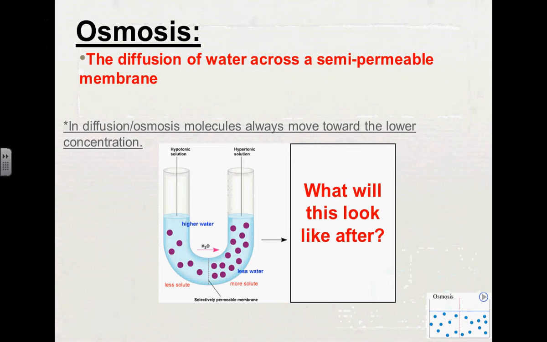But let's think about the water now. Tell me about the concentration of water on this side versus this side. Michael? On that side it's less. Yeah, there's more starch, so that means a lower concentration of water. And what's it mean for this side? Lonnie? Yeah, there's a high concentration of water over here.